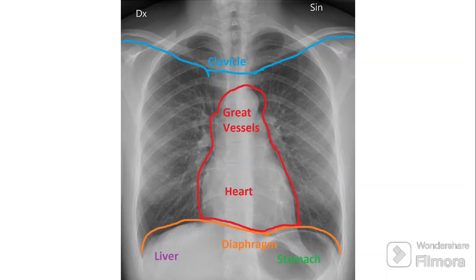Assess both costophrenic angles. Blunting occurs in small pleural effusion as shown here. Look below the diaphragm at the gas bubble in the stomach and for any free air beneath the diaphragm that suggests either a perforated stomach or bowel, or recent surgery.